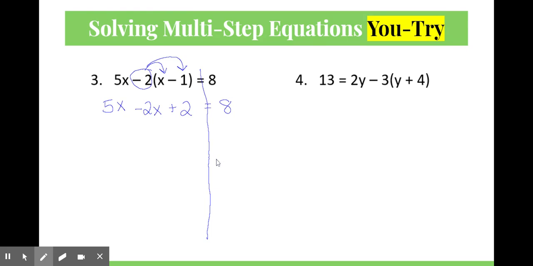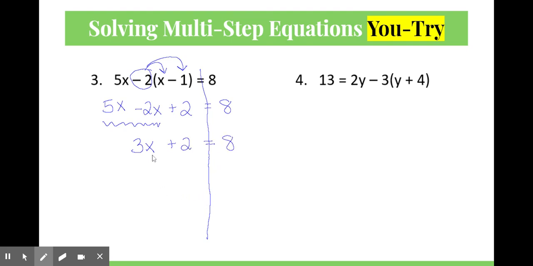Step 2, combine like terms. I'm going to focus on the left-hand side because that's where all of my terms are. Should I combine x's or should I combine constants? In this problem, I should combine x's because I have 2 terms that have an x. So 5x minus 2x leaves me with 3x. Bring down the plus 2 equals 8.